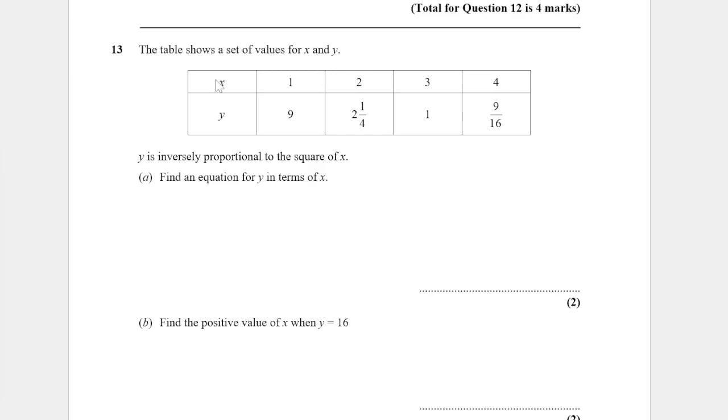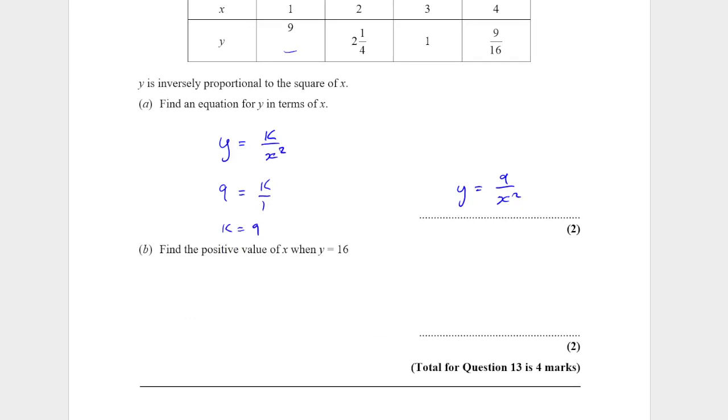Okay, question 13. This table shows a set of values for x and for y. Y is inversely proportional to the square of x, so that means y is equal to k over x squared. Find an equation for y in terms of x. I'm not quite there yet. I need to plug in a set of values. I'm going to plug in the first ones. So 9 is going to be equal to k over 1. So k is going to be equal to 9. So my actual equation would be y is equal to 9 over x squared. And I picked the most simple one, but we could have done it with the other ones. So if we use these, I would get 1 is equal to k over 9. So I'd still get 9.